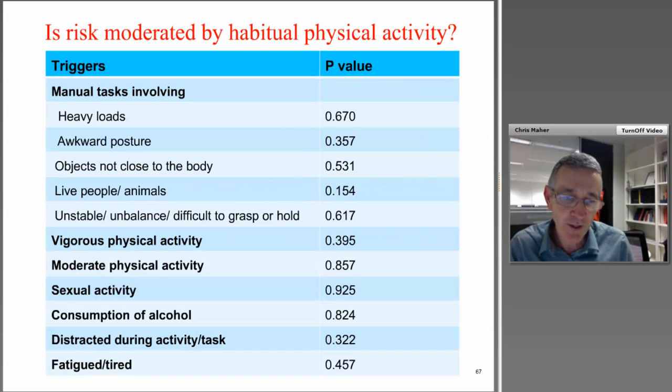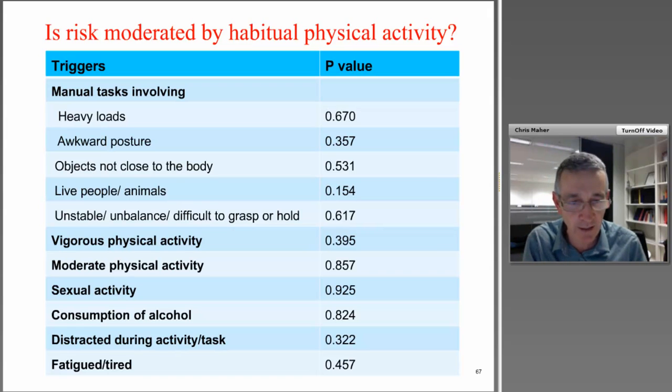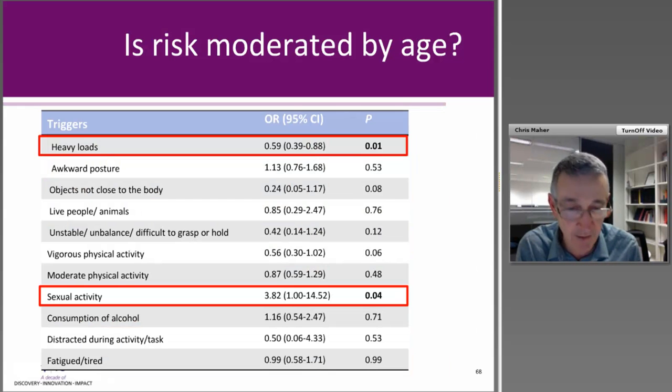We also wanted to see if people who were habitually active would be protected from those risks by their physical activity, and we really didn't find much evidence of that. So the idea that if you're more physically active and fitter, you can go off and do what you want and you'll be safe, we didn't find evidence that that's the case.